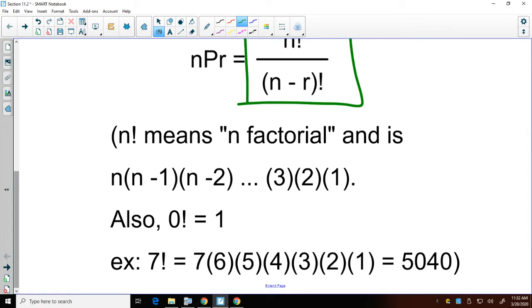And then right down here, I just gave you an example. Factorial just means you're going to start at the number given, and you're going to multiply all the way down to 1. So if I had 7 factorial, it would look like this: 7 times 6 times 5 times 4 times 3 times 2 times 1. And in the end, you get 5,040. Factorials get big really, really quickly, because you're just starting at the number and multiplying all the way down.